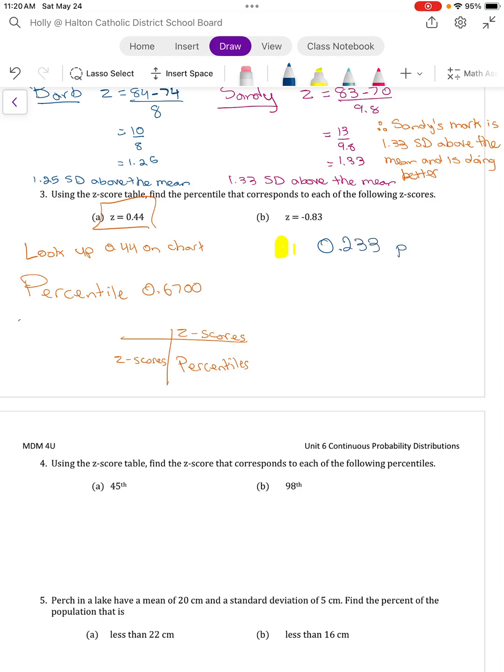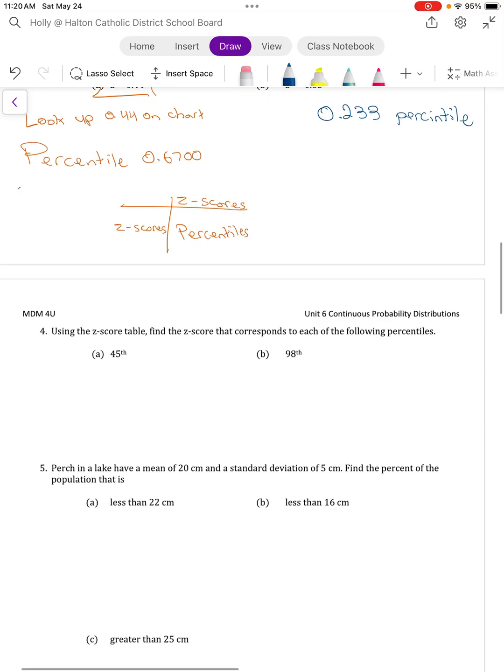0.233 is the percentile. Okay. Now we're going to go the other way. Using the Z-score table, find the Z-score that corresponds to each percentile. So we're looking for the Z-score. These here are percentiles, so it's a little bit more tricky in a way.